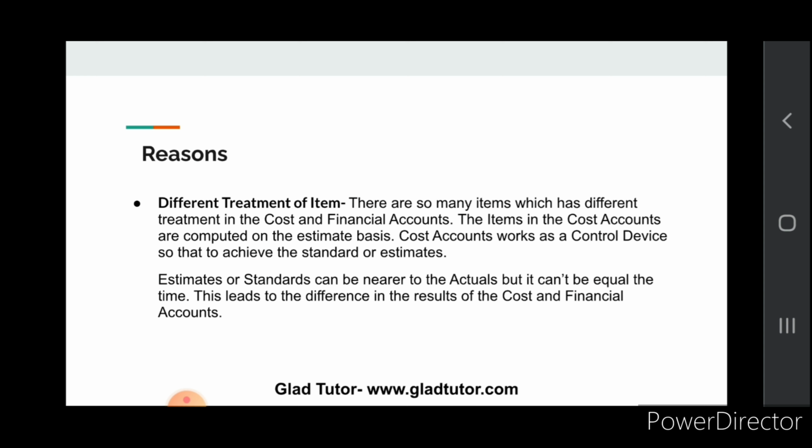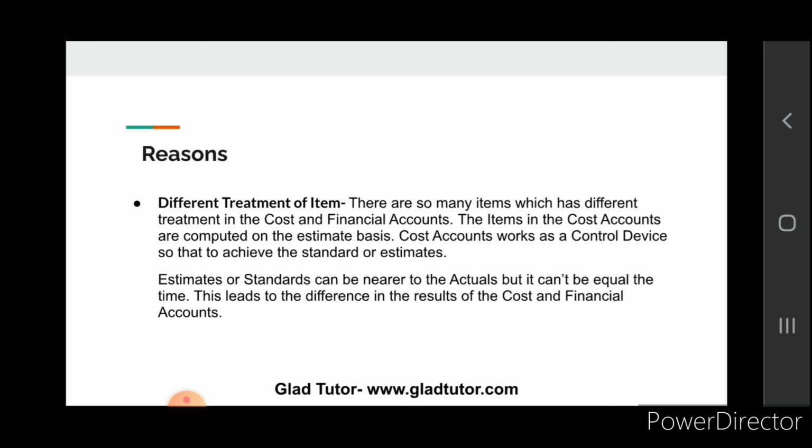Now come to the reasons of reconciliation of cost and financial accounts. The first reason for the reconciliation of cost and financial accounts is the different treatment of items. There are so many items which are treated differently in the cost and financial accounts. If you talk about cost accounting, the items in the cost accounts are calculated on an estimate basis.